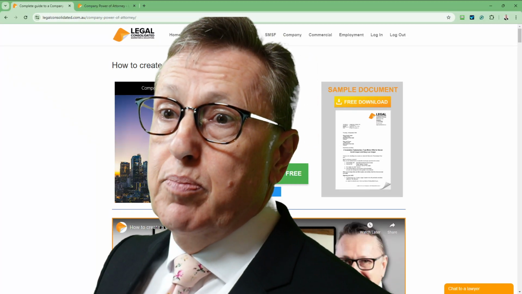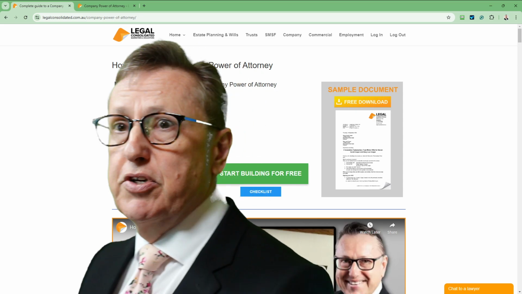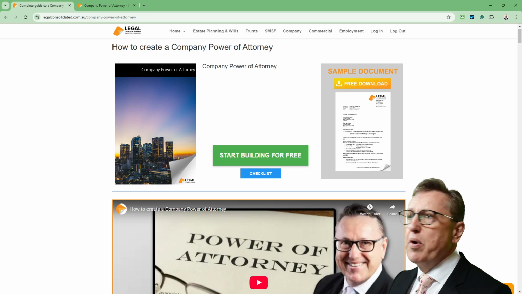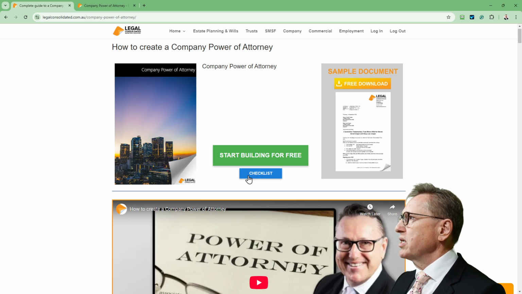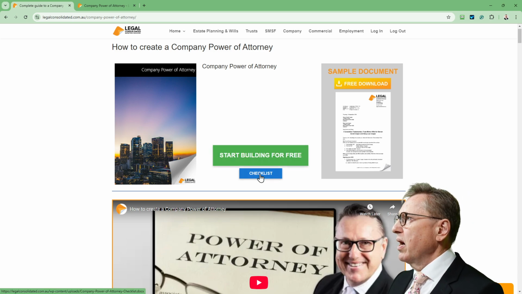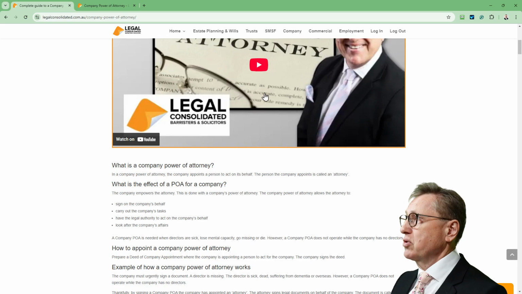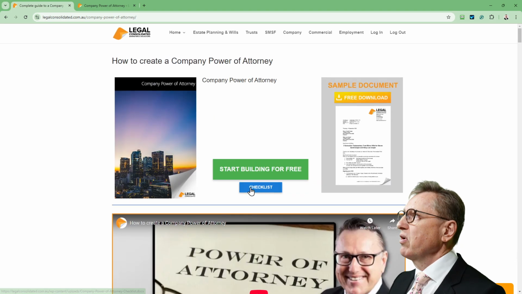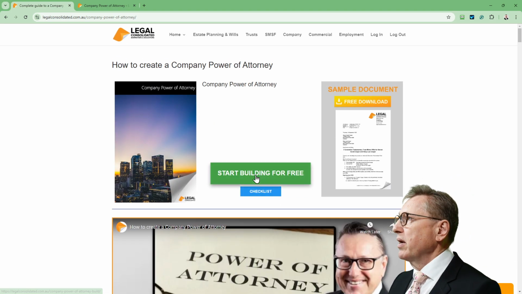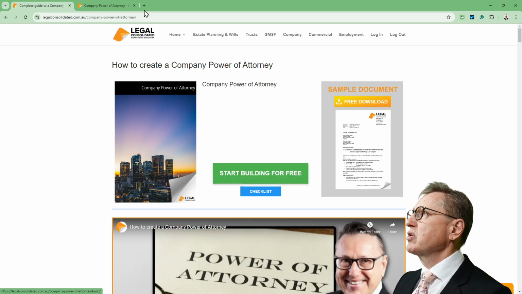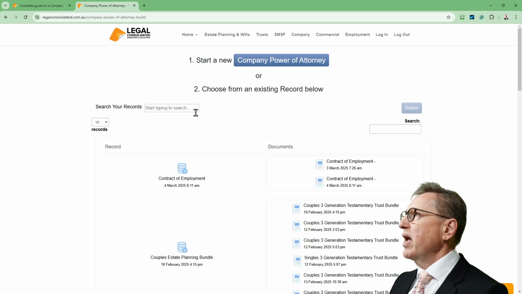Today, we are going to build a company power of attorney. With all our documents, you can see a sample, which will be a walkthrough, a checklist, the training video you're watching at the moment, and also some information before you even log in. It's all free. And it's also free to start building the document, and it's highly educational. So let us begin. I've got an account, so I've pressed start for free.